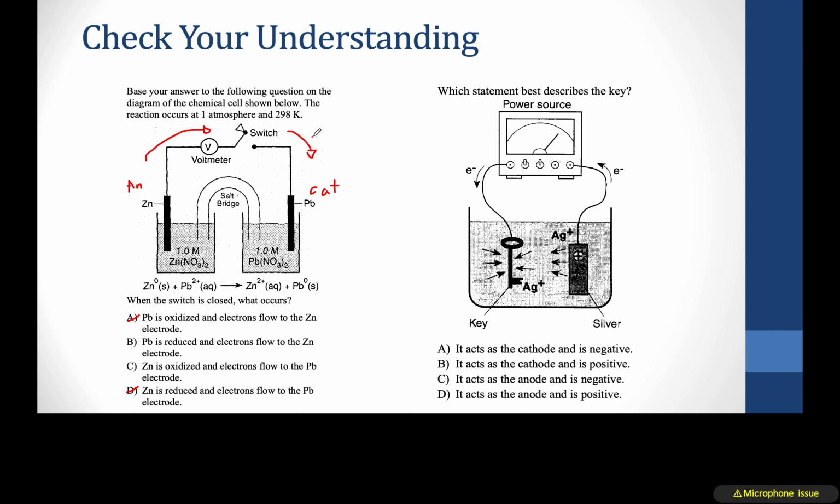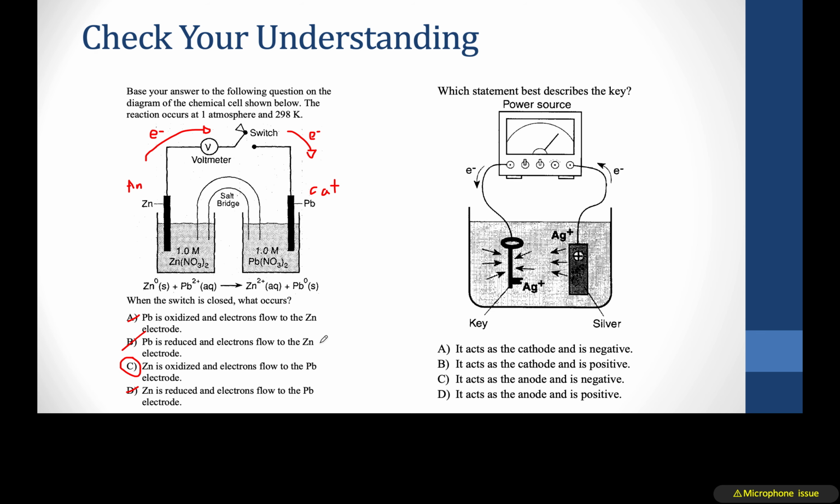And these are electrons, our little electron buddies. E minus, that's what that's supposed to say. Hopefully you can read that. Okay, so B says lead is reduced, yes, and electrons flow to the zinc electrode. No. So it's got to be C, but let's read it. Zinc is oxidized. Yep, sure is. Goes from 0 to +2. And electrons flow to the lead. Yes, there's our answer.